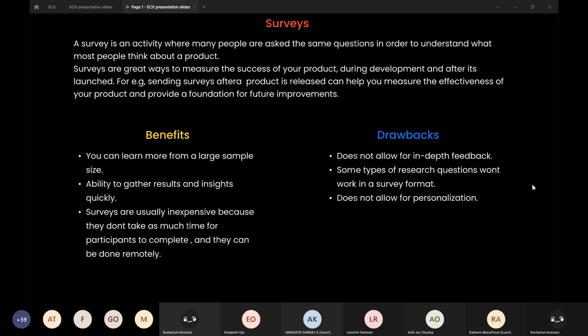For example, sending surveys after a product is released can help you measure the effectiveness of your product and provide a foundation for future improvements. Like I said, after product launch, you have to carry out user research. That's what we call post-launch research, to know whether the product is actually a success, if it actually fits or solves the user problem, so that you can also know whether to continue the production or cancel the production.